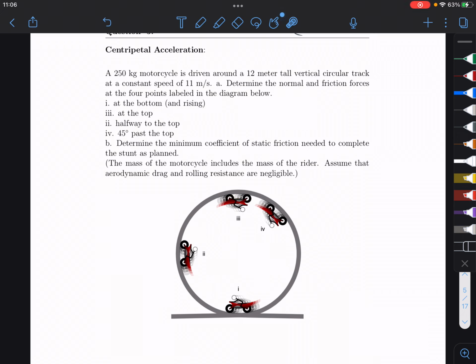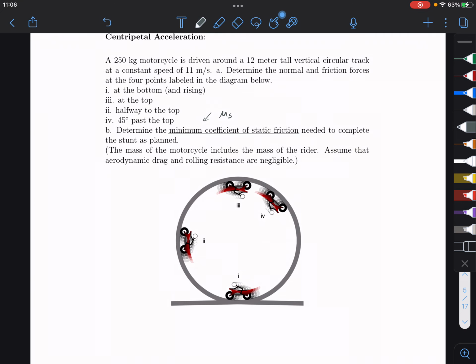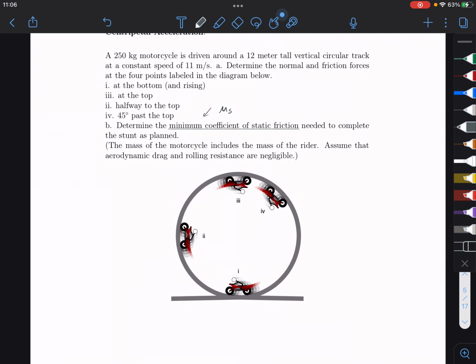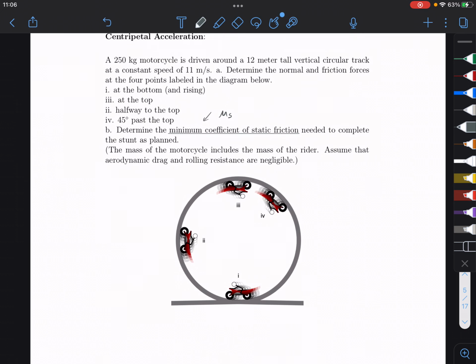And then whichever one is the largest is the minimum friction that we need, right? Because at the point that requires the most friction, if you can't get that friction, you can't complete the stunt. So the minimum is going to be the point that requires the most friction. That would be our limit. We'd have to have at least that much to pull it off. Okay, let's scroll through what's going on.